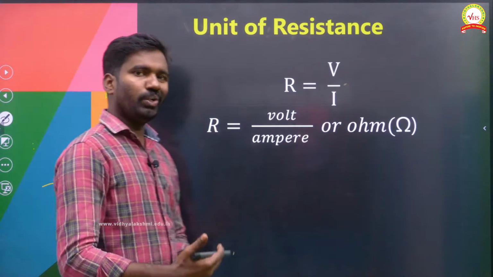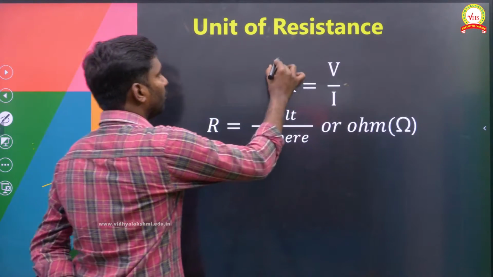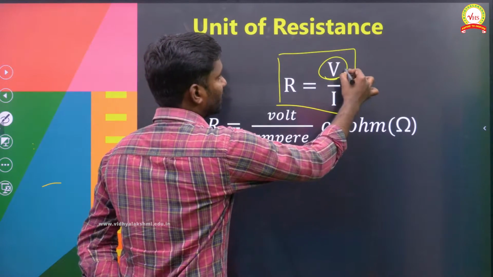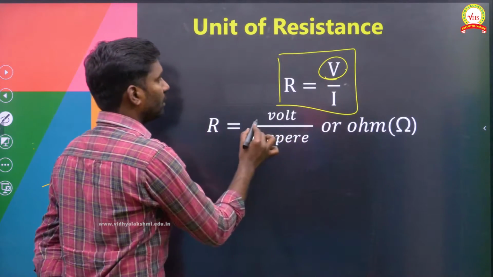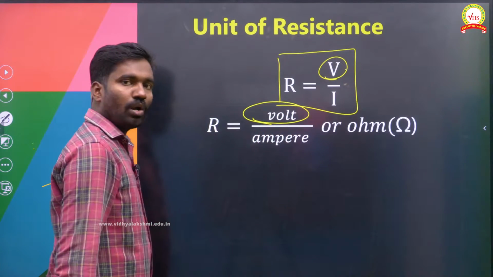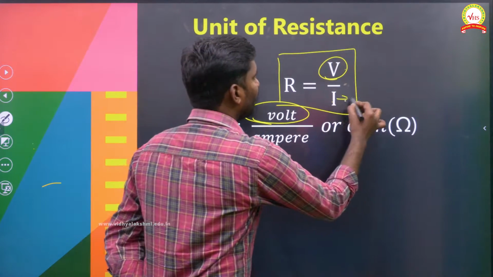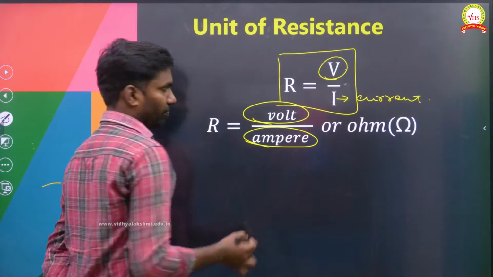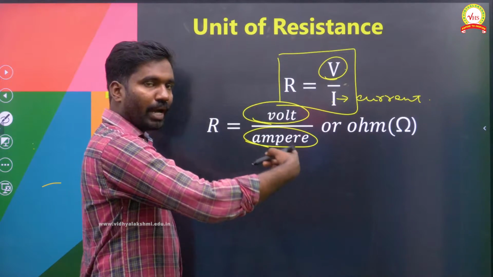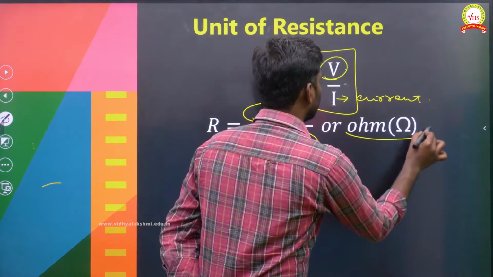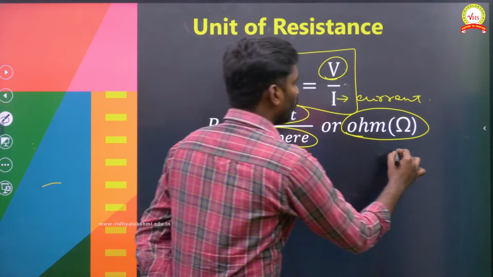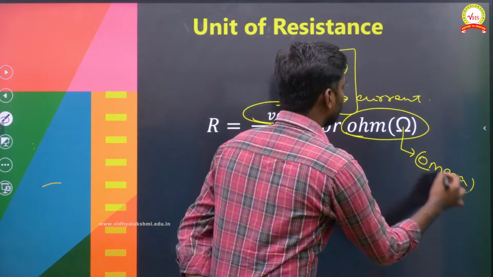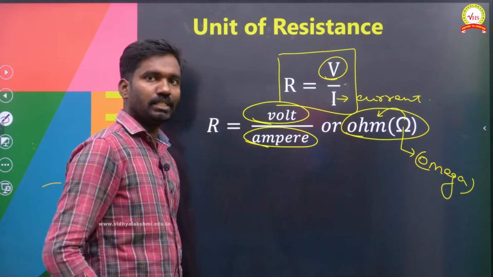Next, the unit. What will be the unit of resistance? Already we said the formula R = V/I. V is the potential difference, and its unit is volt. I represents current, and the unit of current is ampere. So R = volt/ampere, or else we can write it as ohm, and the symbol is omega, which we use to represent the unit of resistance, ohm.